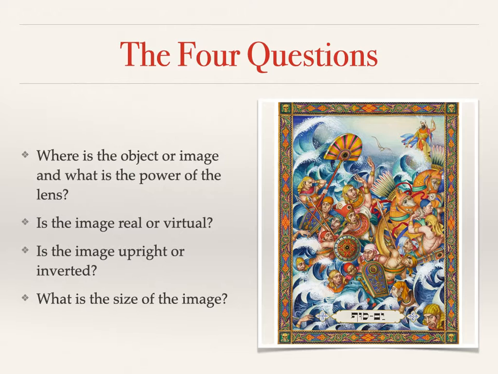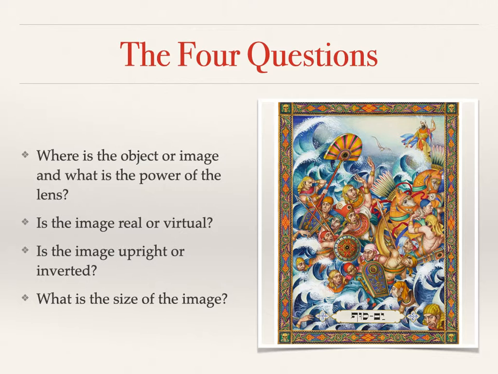So the 4 questions. The 4 questions that you can be asked, as I alluded to much earlier on in this lecture series, with simple lens object image problems are these. 1, where is the object or image, and what is the power of the lens? That's all sort of one question. 2, is the image real or virtual? 3, is the image upright or inverted? We just saw how to do that with central ray tracing. And 4, what is the size of the image?